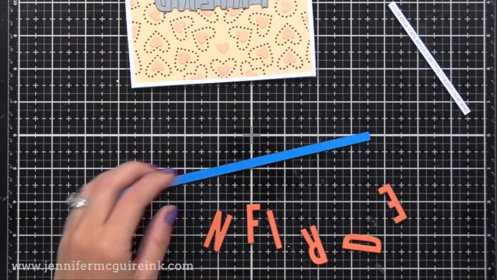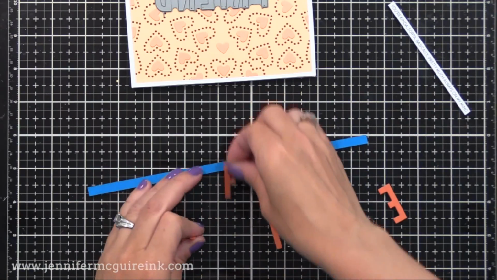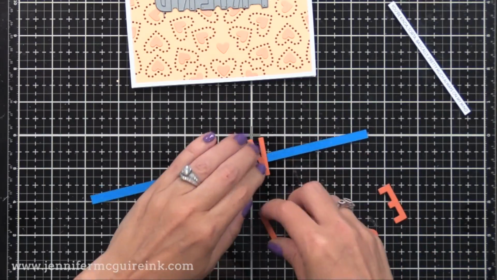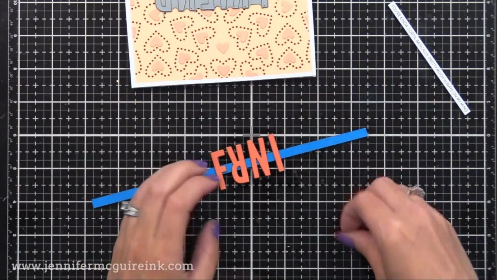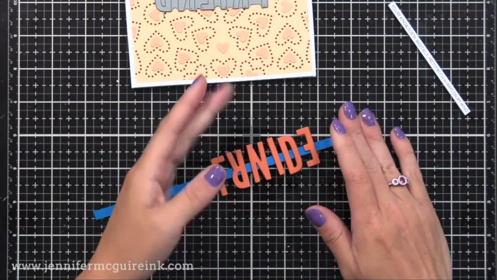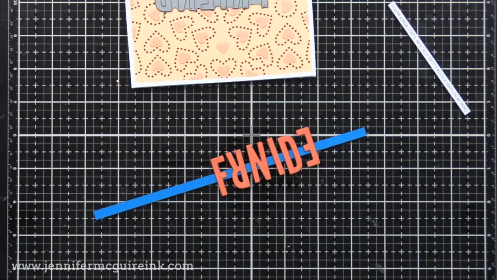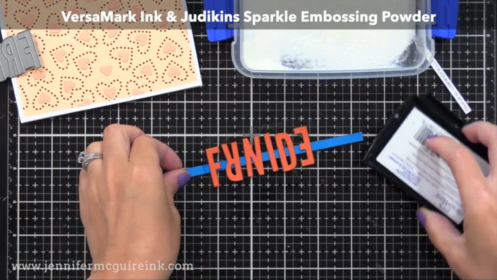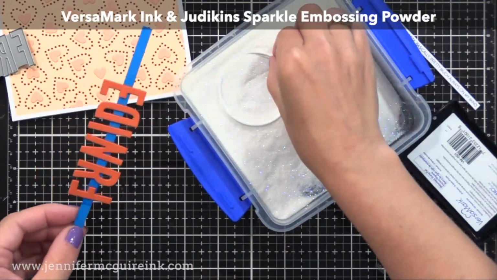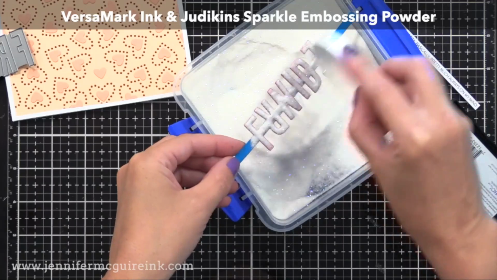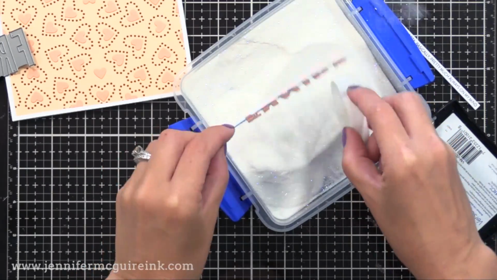Here I have a strip of cardstock that's just a scrap, and I put some adhesive on it, and I'm putting each of our die cuts onto that. Doesn't matter what order they're in, we're just doing this temporarily. Now I'm going to add embossing powder to the top of this, like we did on the Love die cut earlier. In this case, I'm pressing VersaMark ink over the die cuts very generously, and then I'm adding Judikins Sparkle Embossing Powder. I've used this embossing powder for years.